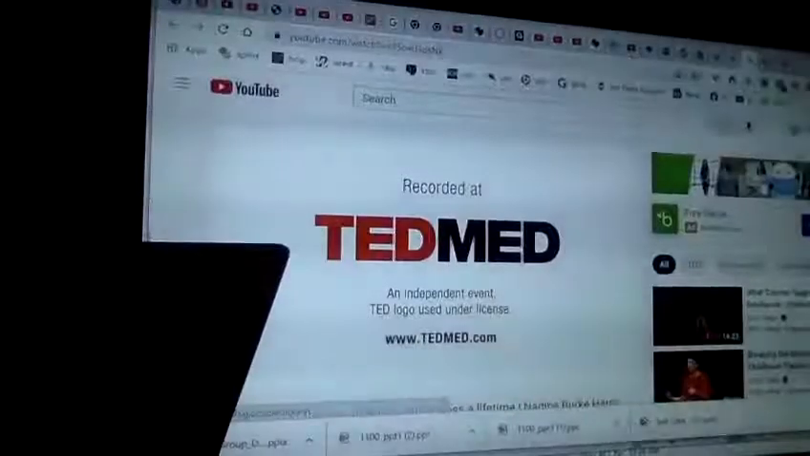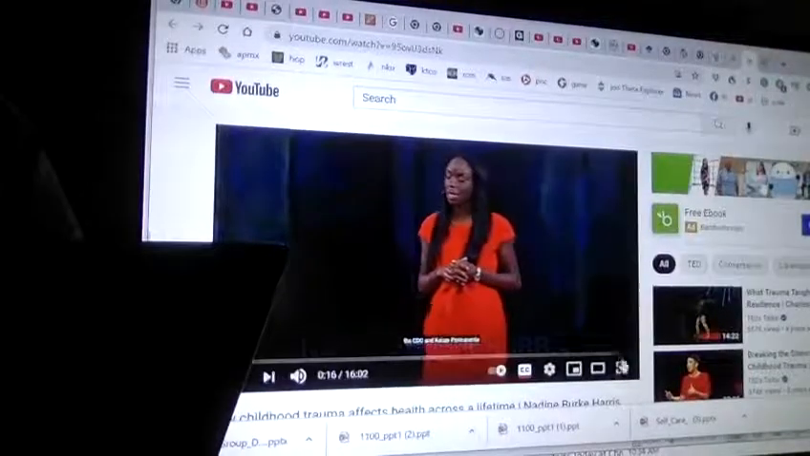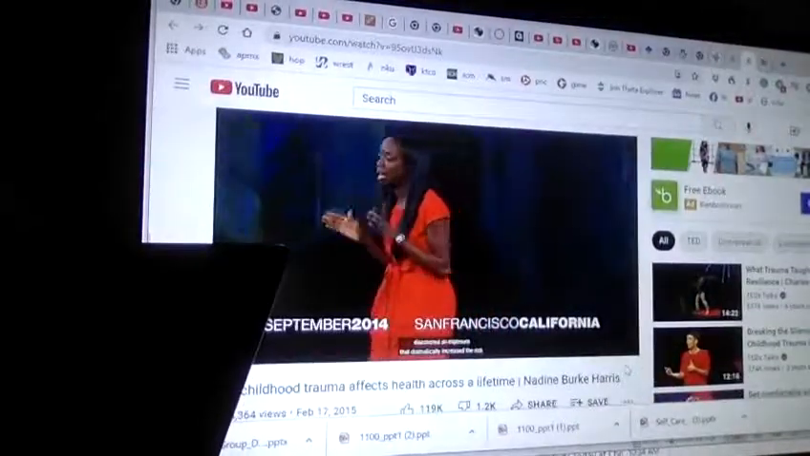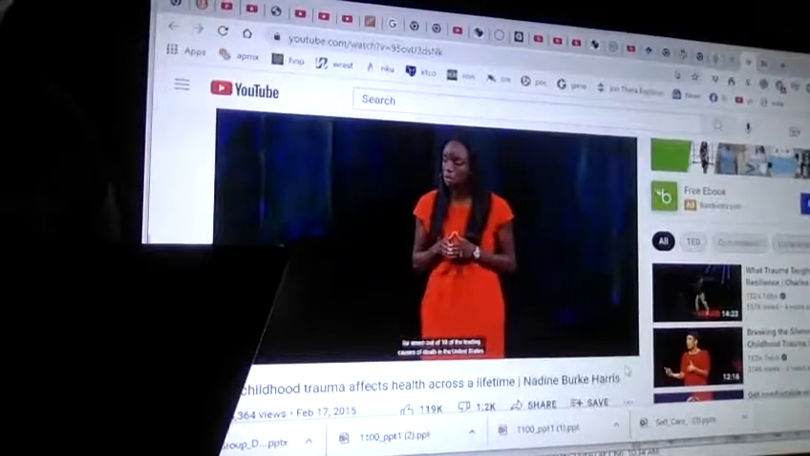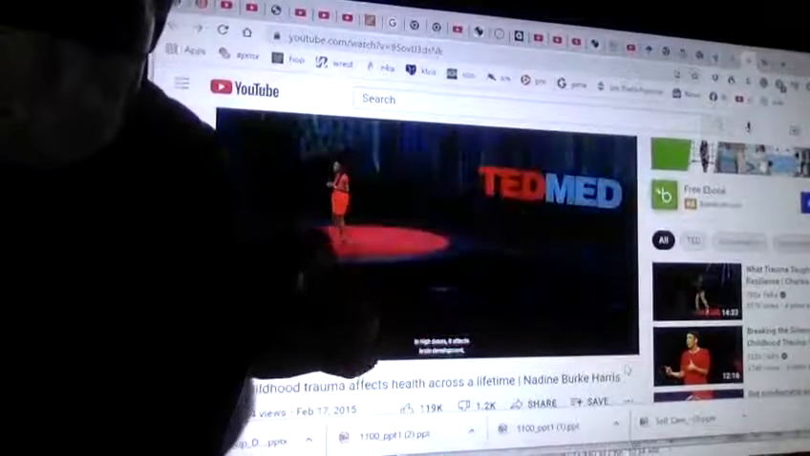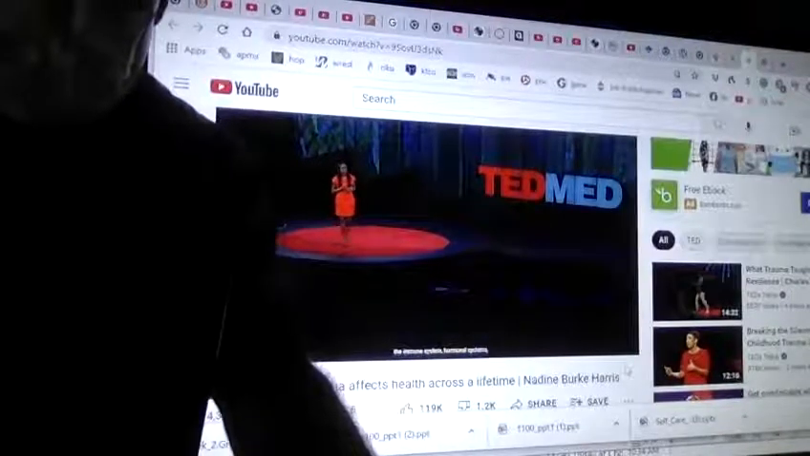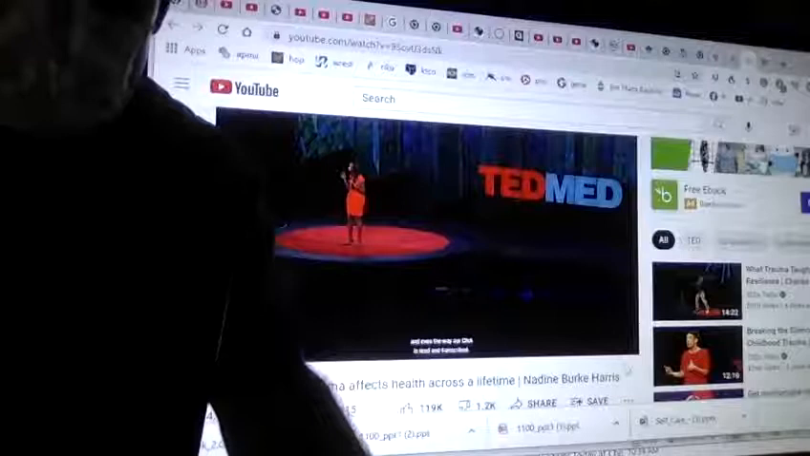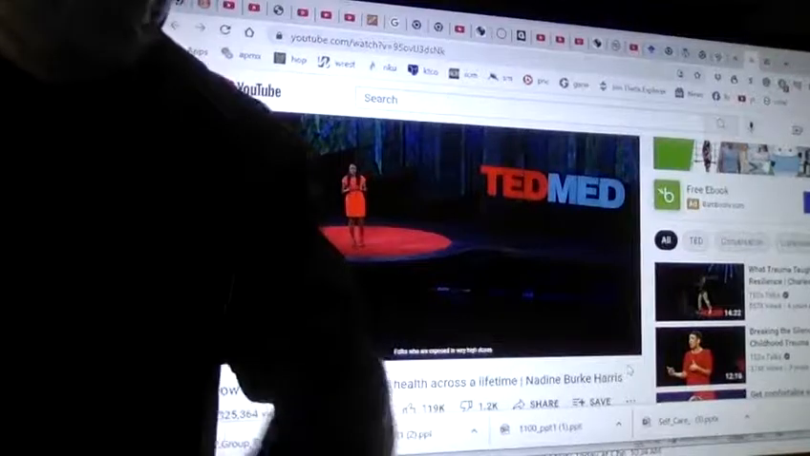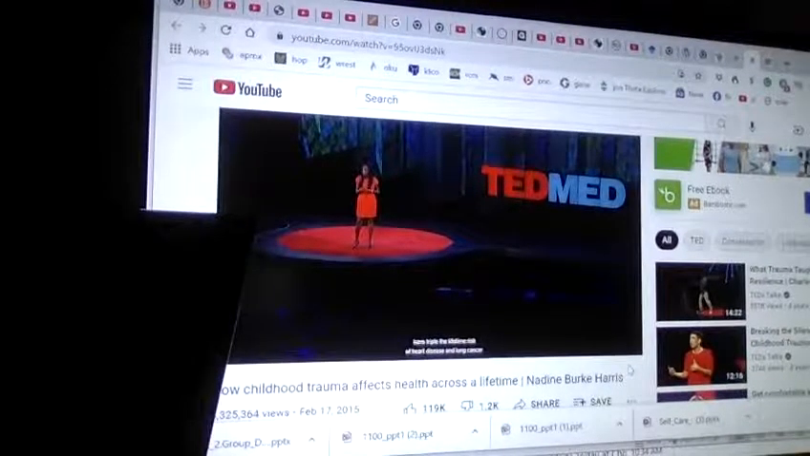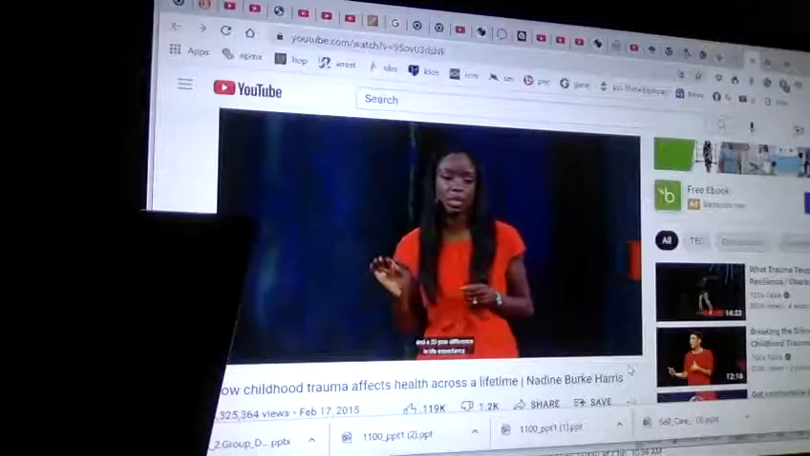In the mid-90s, the CDC and Kaiser Permanente discovered an exposure that dramatically increased the risk for 7 out of 10 of the leading causes of death in the United States. In high doses, it affects brain development, the immune system, hormonal systems, and even the way our DNA is read and transcribed. Folks who are exposed in very high doses have triple the lifetime risk of heart disease and lung cancer, and a 20-year difference in life expectancy.